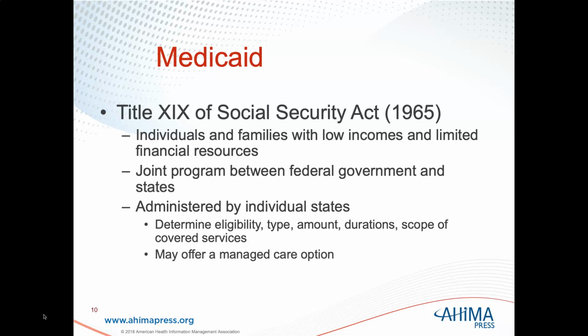What is Medicaid? Talking about affording. Medicaid was part of the Social Security Act of 1965. It really was targeted to individuals and families with very low incomes, essentially the poor. It is a joint program between the federal government and the states. So Medicare is federal government only. Make sure you know that. Medicare is federal government only. Medicaid is federal government and states. The federal pays a part of it and the states pick up the rest. It's also administered by individual states, which means it varies state to state to state.